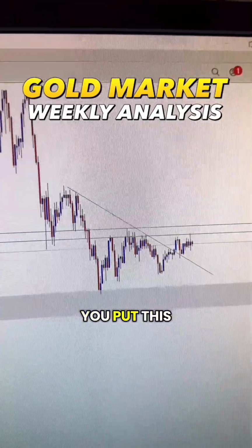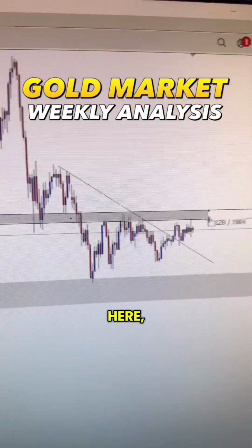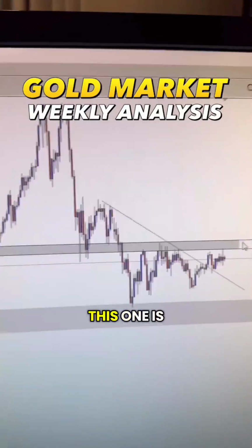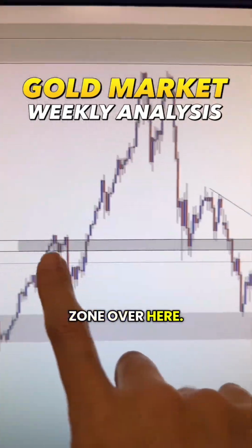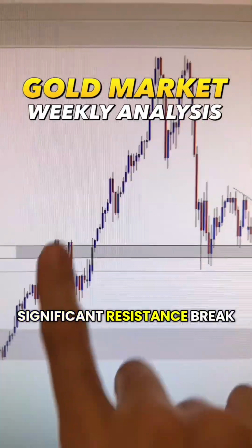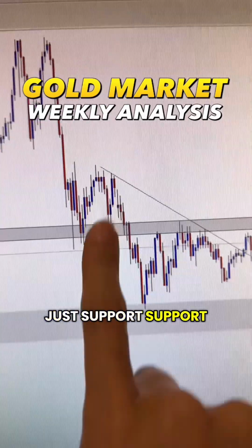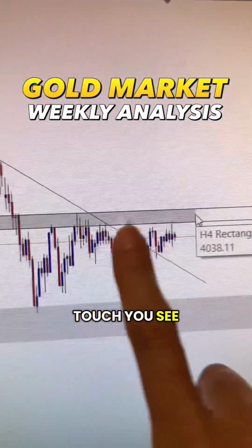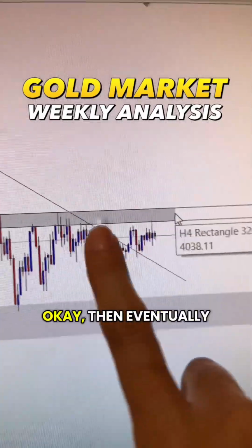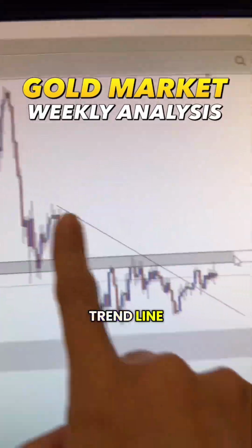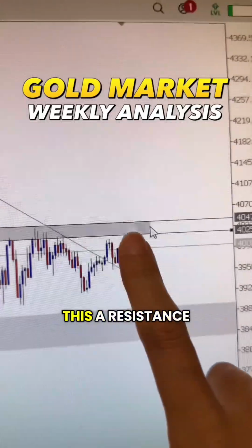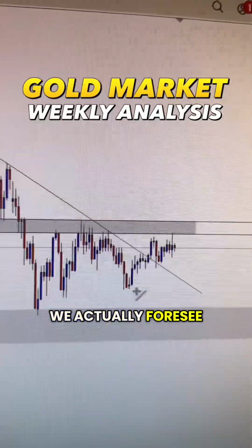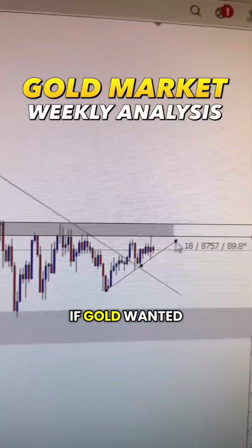So we put a zone over here. This one is a strong significant zone. You see there's a significant resistance, breakup, support, breakup, and now it becomes a resistance. There are multiple touches, and you see multiple rejections over here. Then Gold eventually broke up from this trend line, tested again at this resistance and had a rejection over here.